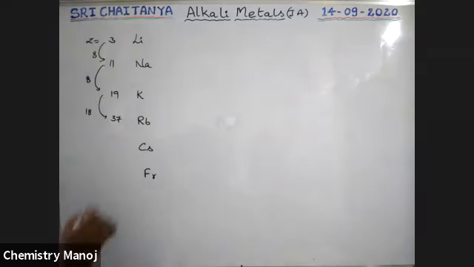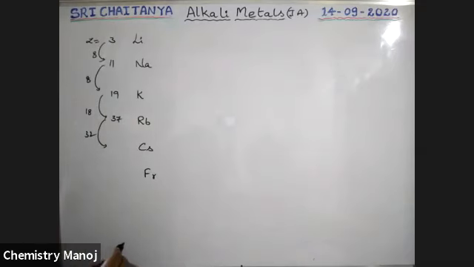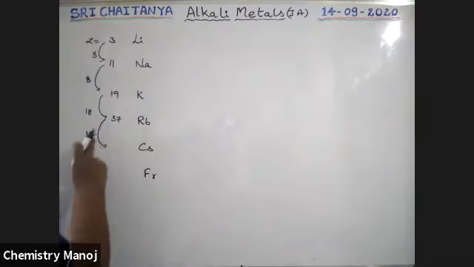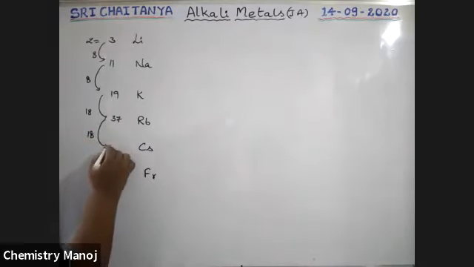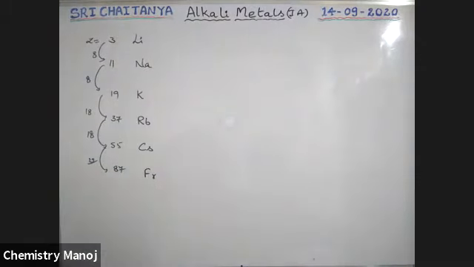Atomic number 37 for rubidium. Then for cesium, add 18, so 37 plus 18, 55 is the atomic number. Now add 32, so 87 is the atomic number for francium. So the numbers added are 8, 8, 18, 18, 32. These are the number of elements in the corresponding periods. So these are the atomic numbers.